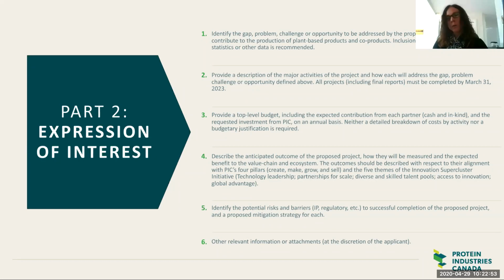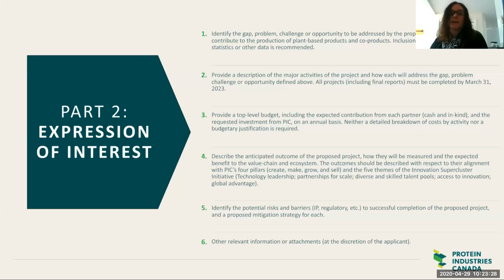So what we're looking at here is some measurable outcomes, markers of success for your company and for your project partners. We also like to see how these will align to the value chain and ecosystem benefits, and also to PIC's 4 pillars and the 5 themes of the supercluster. And I'll note here that not all projects need to apply to all of the 4 pillars: create, make, grow, and sell, and most of them don't. So you don't have to try to make a link to your project to all of these pillars to make it fit.